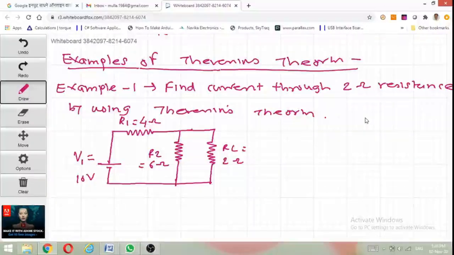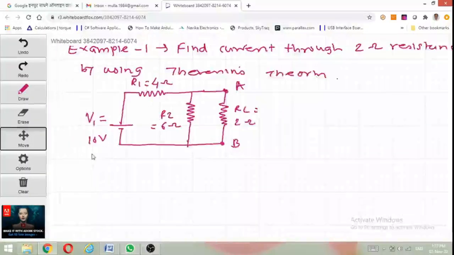The first example is: find the current through the 2 ohm load resistance by using Thevenin's theorem. The circuit diagram is as shown in the figure. Here V1 is 10 volt, R1 is 4 ohm, R2 is 6 ohm, and the load resistor RL is equal to 2 ohm. The load resistor is connected between terminals A and B. We will calculate the load current value in 4 steps.